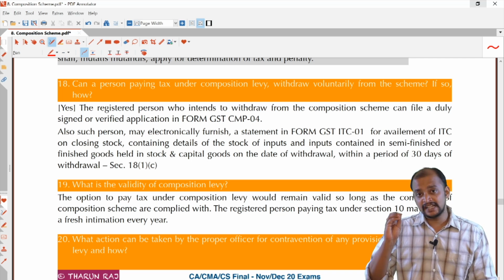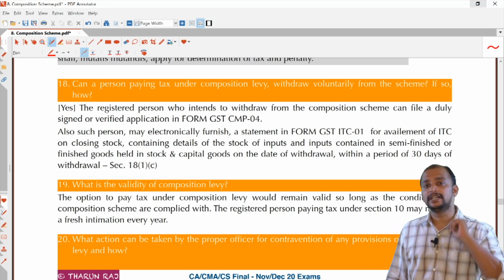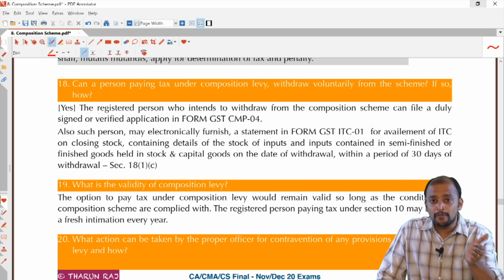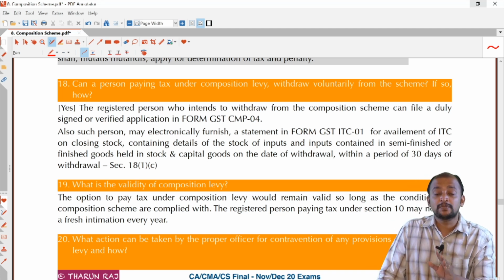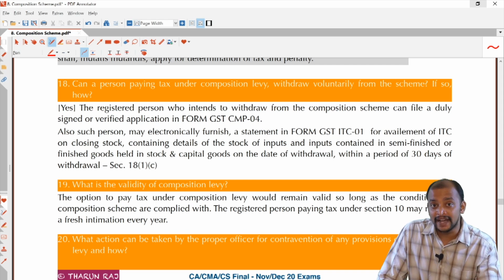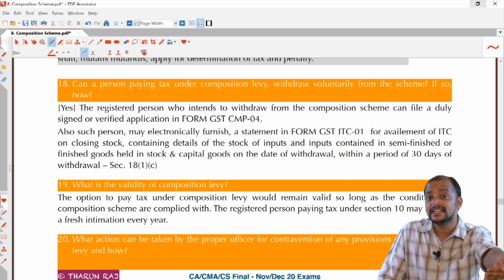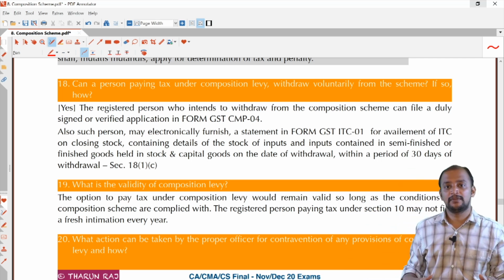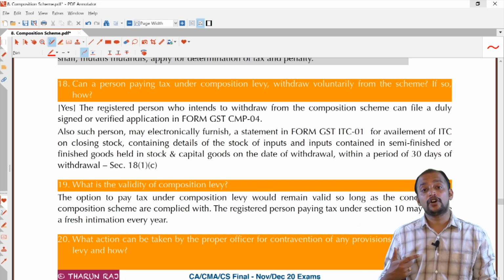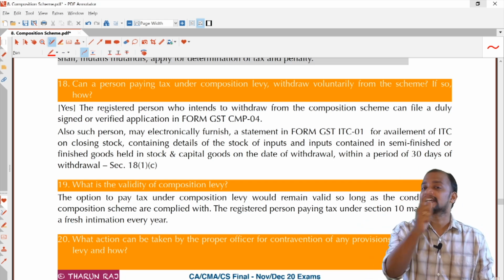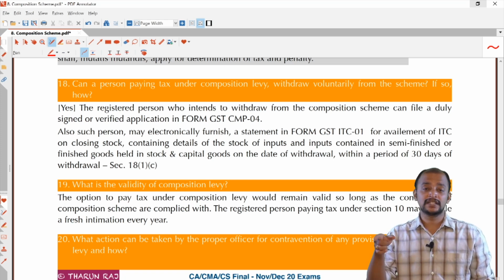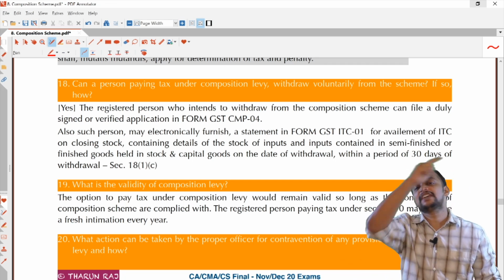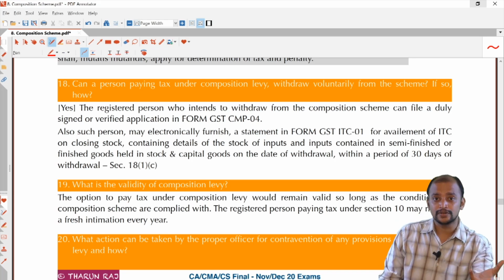And once I file that CMP 04, what will happen? We discussed one point in input tax credit. Whenever I am coming out of the composition scheme and going into the normal scheme, as per section 18(1)(c), I can avail the ITC on closing stock before the date when I am migrating from the composition scheme to the normal scheme. Because when I was under the composition scheme, I would not have taken ITC on my inward supply including the capital goods. But now when I am entering the normal scheme, this closing stock will be used for making outward supply under the normal scheme, on which I will pay GST. Therefore, on that closing stock I can take ITC.